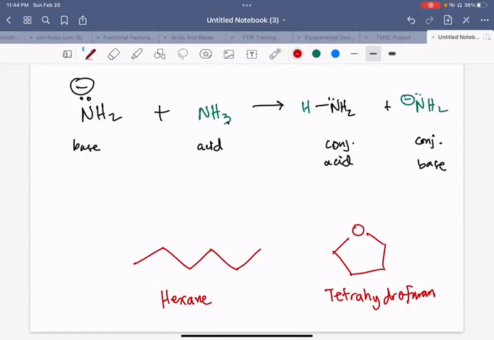Hexane, for example, and tetrahydrofuran have very large pKa values. It's very hard to deprotonate them. That's why when you have strong bases like sodium amide, just dissolve them in hexane or tetrahydrofuran, so that you will still retain the purpose of adding a very strong base in your reaction.